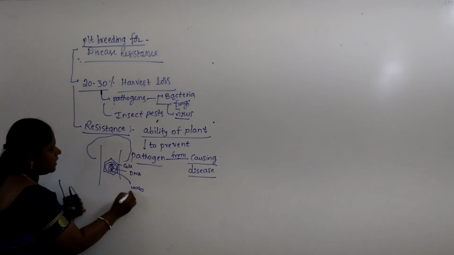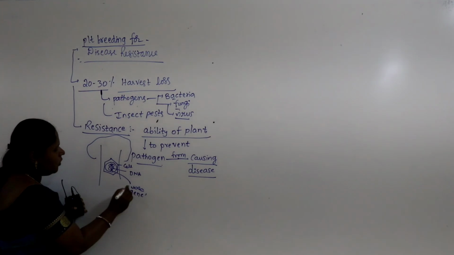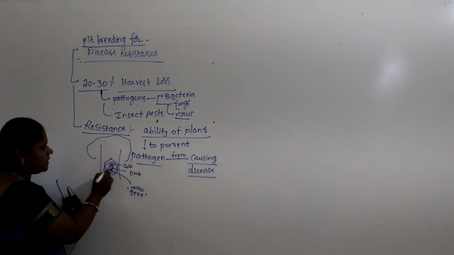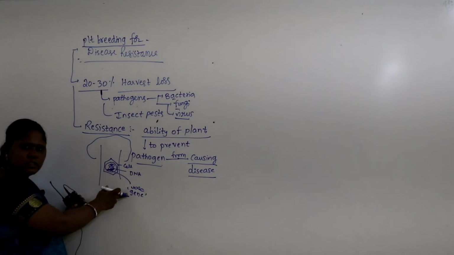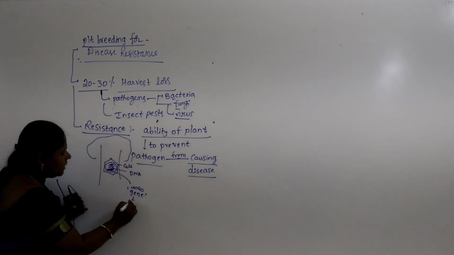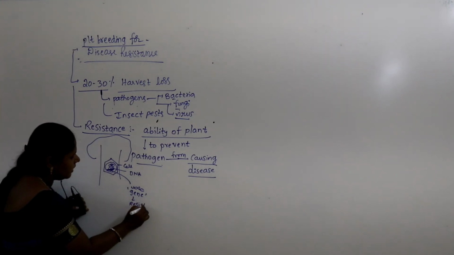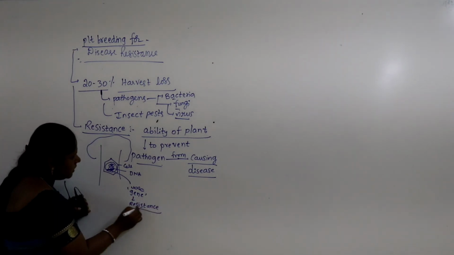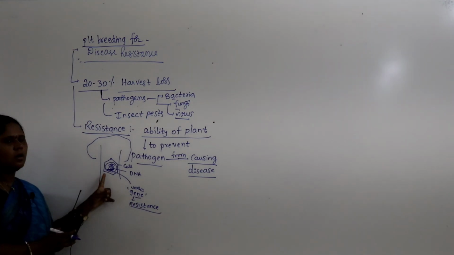We are introducing a gene into this. What will this gene do? This is the introduced gene here. The gene gives resistance to the plant.